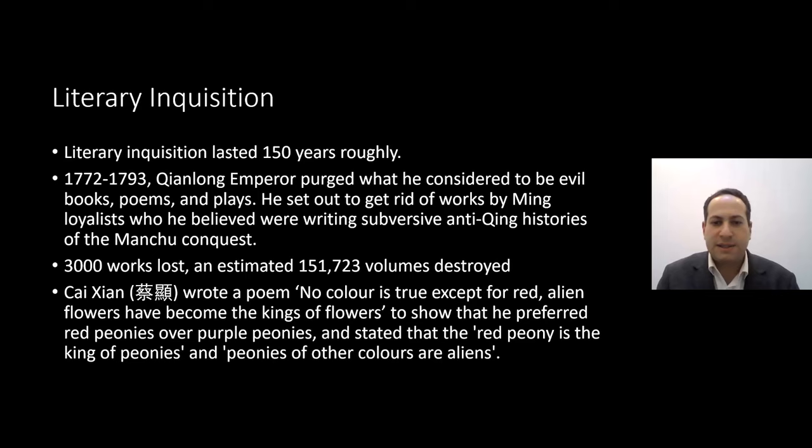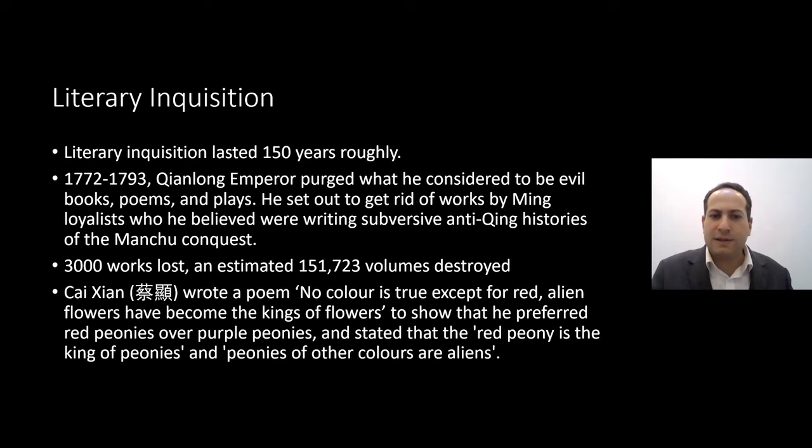Just to give an example of what kind of things happened in the literary inquisition, there was a poet called Cai Xian who wrote a poem, "No color is true except for red. Alien flowers have become the kings of flowers." This red is also in Chinese the surname, the same name for the family that ruled the Ming dynasty. So red was associated with the previous Ming dynasty. And then he's talking about alien flowers becoming the kings of flowers. So he was seen as subversive, and I believe Cai Xian was then actually executed for this.